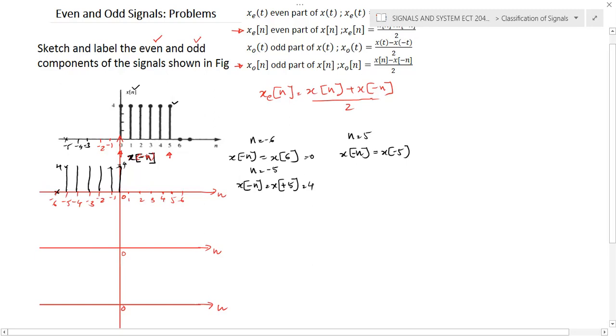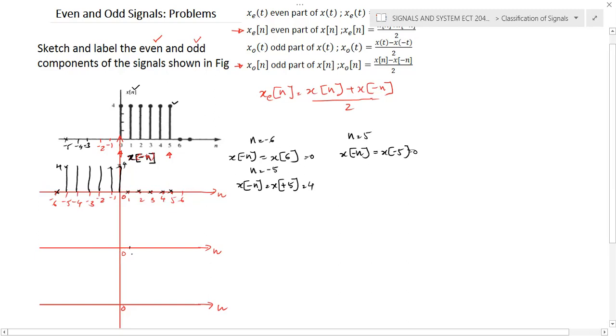At minus 5, the function magnitude is 0, so you'll get 0. So you'll plot 0 here. So 0, 0, 0, 0. Okay. So now we have x of n and x of minus n. Now we need to add these two signals, x of n and x of minus n.